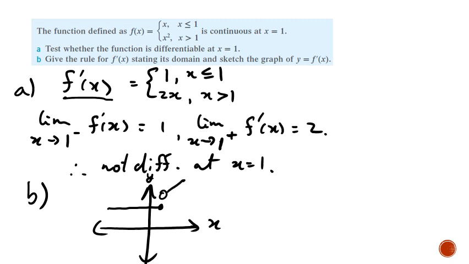Any questions? Any answers? Anyone puzzled? Okay.